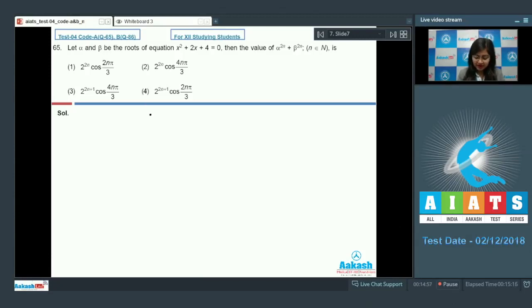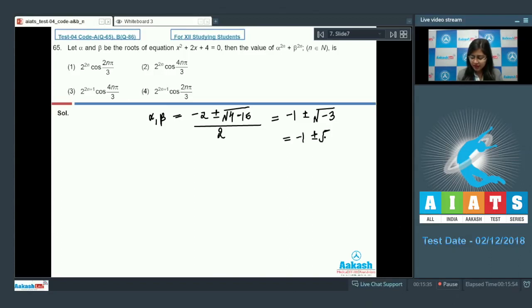Now here let us firstly find the roots of the equation, that is alpha comma beta, is equal to minus b plus minus under root D, that is b square minus 16, upon 2 into a, that is 2. So this is equal to minus 2 plus minus under root 4 minus 16, that will be minus 12, and dividing it by 4 we will get this equal to minus 1 plus minus root 3 iota. So let us assume alpha equal to minus 1 plus root 3 iota, and let us say that beta is equal to minus 1 minus root 3 iota.